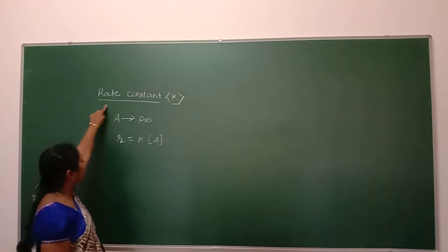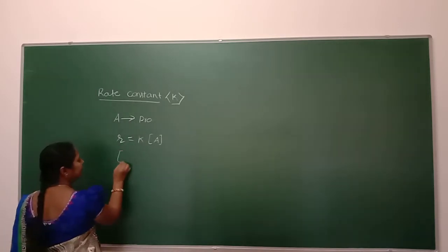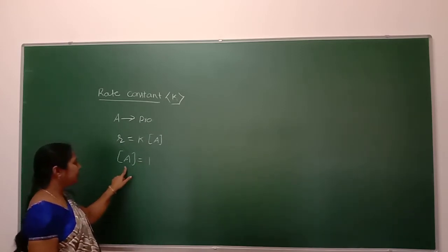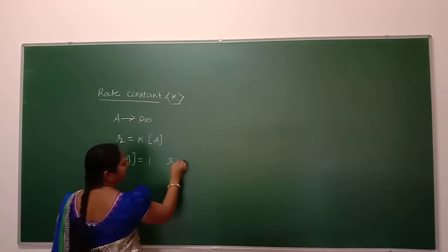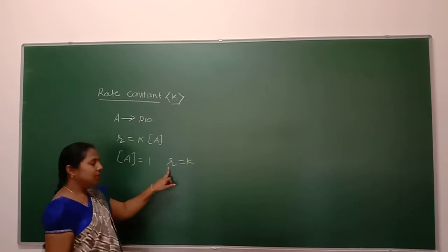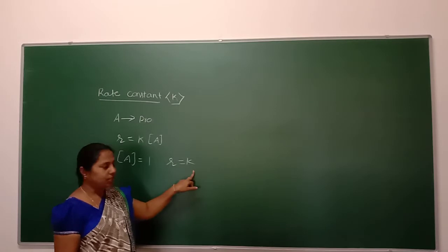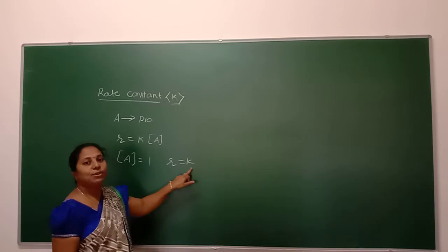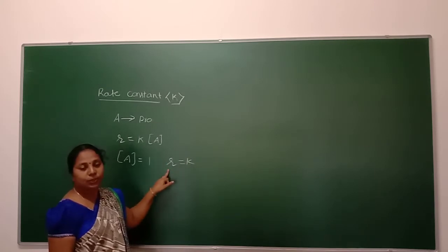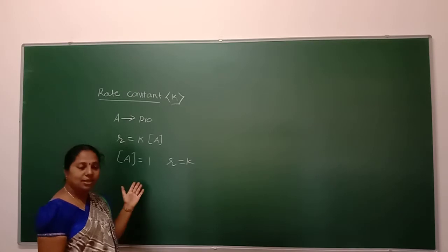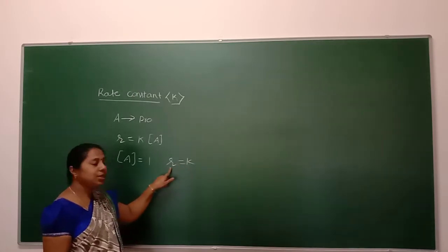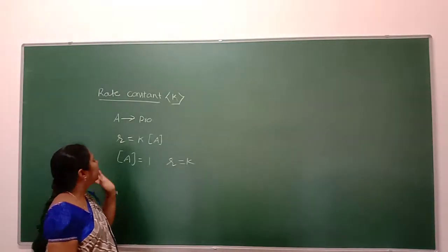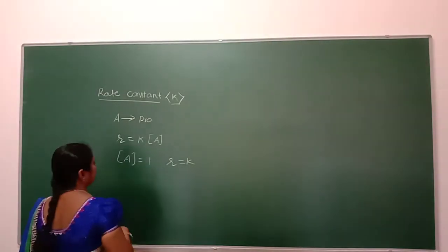To go for the definition of rate constant, we have to consider the concentration of reactant equal to 1. So if the concentration of A is equal to 1, then r is equal to K. So when the concentration of reactant is equal to 1, the rate constant will become equal to the rate of reaction. Then how can we define the rate constant? Rate constant can be defined as the rate of reaction when the concentration of reactants becomes equal to unity, or 1. So that is the definition of rate constant.